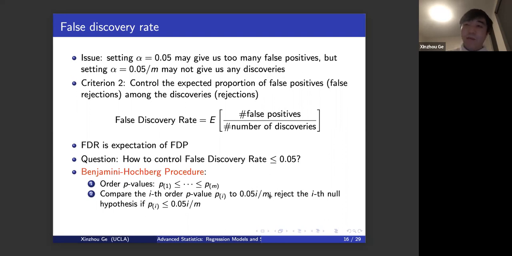So for example, if we look at the smallest p-value, we compare it with 0.05 over n, which is the same as the Bonferroni threshold. But for the second smallest p-value, we compare it with 0.1 over n. So that's the difference between these two thresholds. And then we reject the first i null hypotheses if p(i) is smaller than or equal to 0.05 times i over n. So that is the procedure.